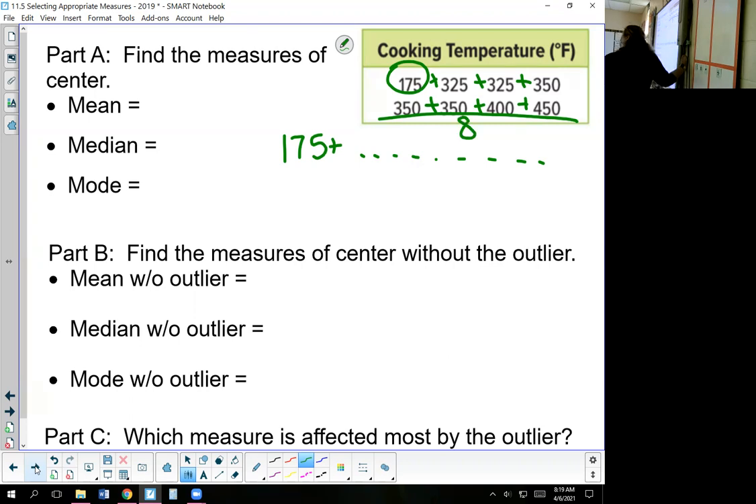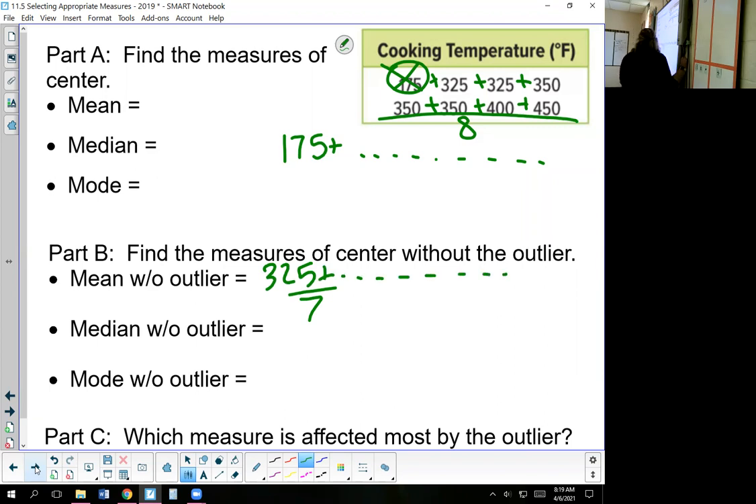Okay, but what happens if I take it out? If I was to take this out, what would I be dividing by instead? 7. That's the biggest issue. Kids want to divide by 8. Okay, so if you take it out, divide by the one less number. So in this case, you would add 325 plus and so on, divided by 7.